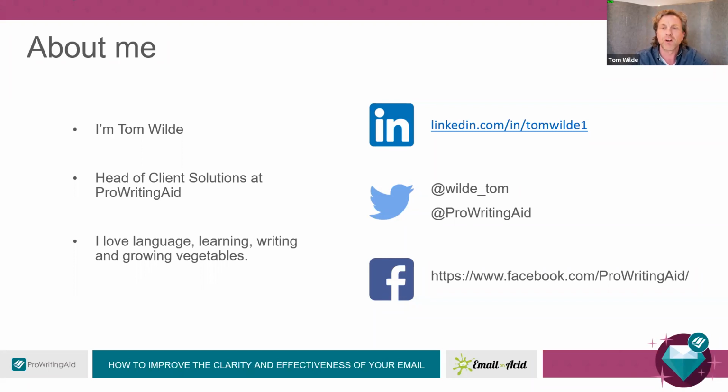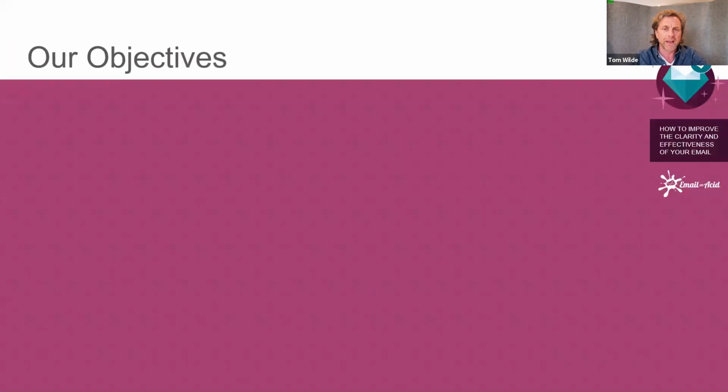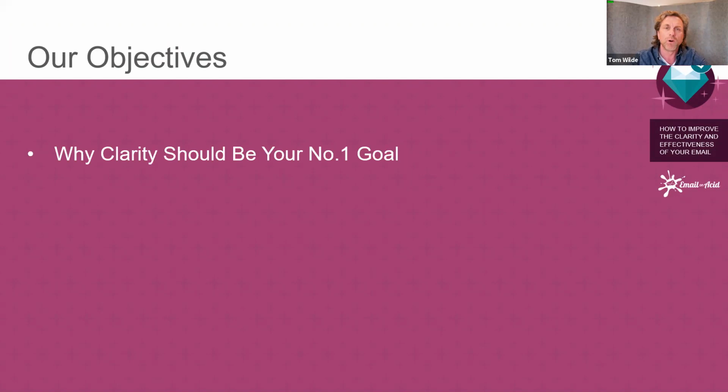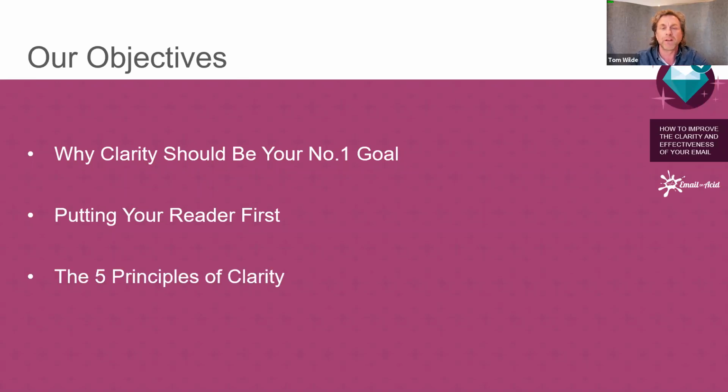Okay, that's the introduction. Let's have a quick look at our objectives for today. What we're going to do is look at why clarity should be your number one goal. What is it about clarity in writing emails that makes it so important? Why should you be putting your reader first? The two are really closely linked. We care about clarity and it's all for the sake of your reader. We're going to explore that in more detail, but those are really just the entrees, if you like. The main course is going to be looking at the five principles of clarity, and that's where we're going to get into the detail.